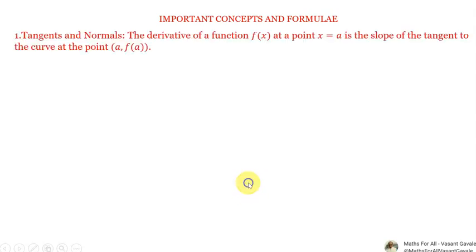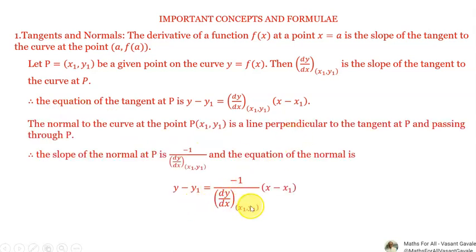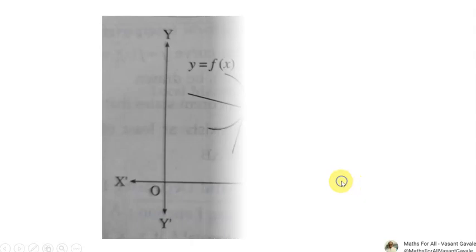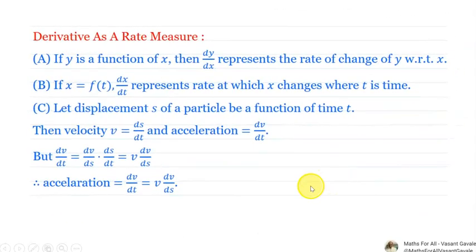Important concepts and formulas: tangents and normal. This is the equation of the tangent and this is the equation of the normal. We have completed 50 examples on equations of tangents and normals in the previous lecture. Now in this lecture, we will study examples on derivative as a rate measure.